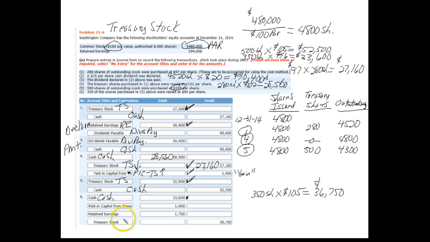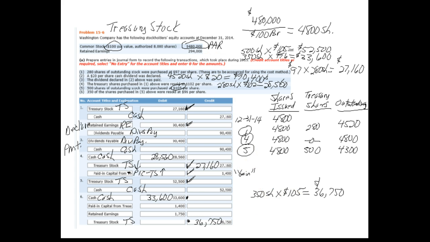Okay, so we are going to credit treasury stock $36,750. So we have a debit to cash, $33,600. Here, I'll just put it here in case you can't see that, $33,600, and we have a credit to treasury stock, $36,750. So we actually have a loss on the transaction.